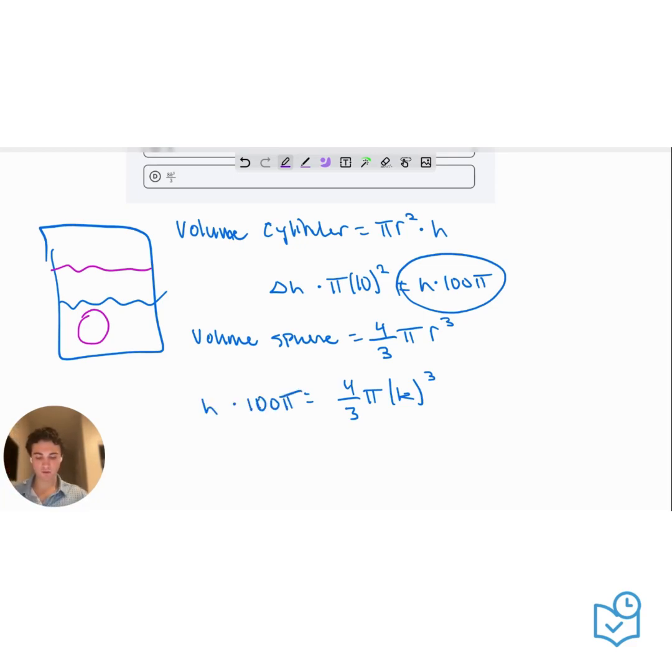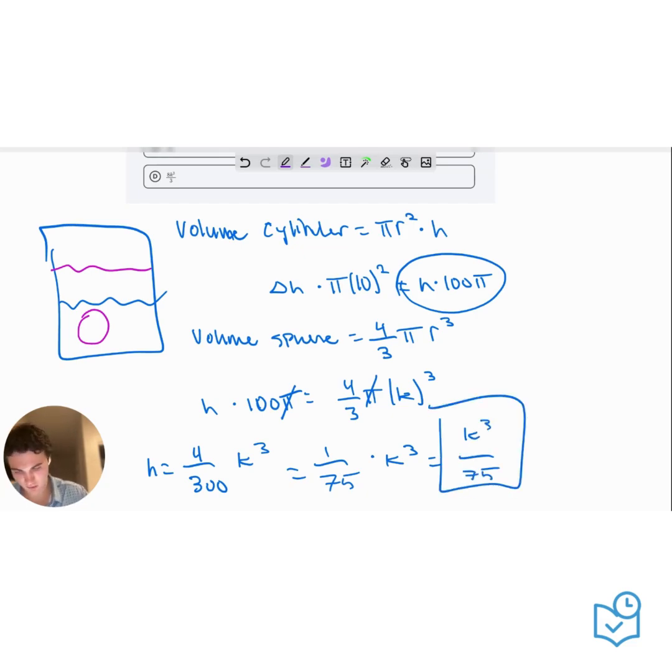And then once we solve for this h, we're going to be able to decide how much our volume actually changed. So from here, we can divide both sides by 100 pi, which will cancel here, and we'll be left with h equals 4/300 times k cubed. And we know that this equals 1/75 times k cubed, which is k cubed over 75. So we know that our answer choice is answer choice C.